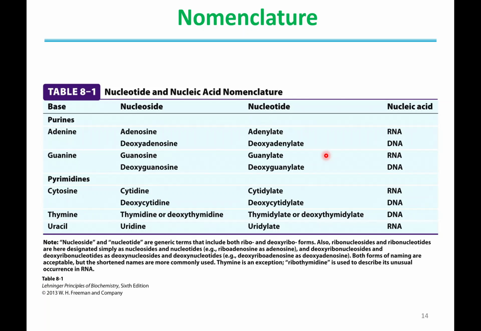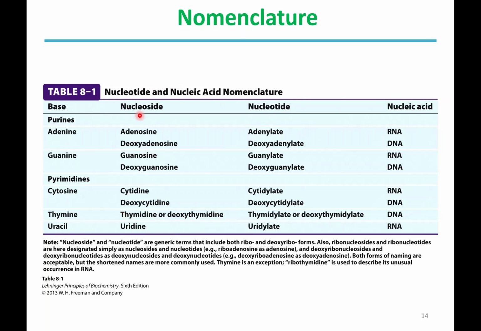Summary of some nomenclature to remember. We have the 5 bases, 2 of them purines, adenine and guanine, and 3 pyrimidines, cytosine, thymine, and uracil. Those are just the bases. The nucleoside versions of those we would call adenosine or deoxyadenosine if it's in DNA, guanosine, deoxyguanosine, cytidine and deoxycytidine, thymidine and deoxythymidine, and uridine.